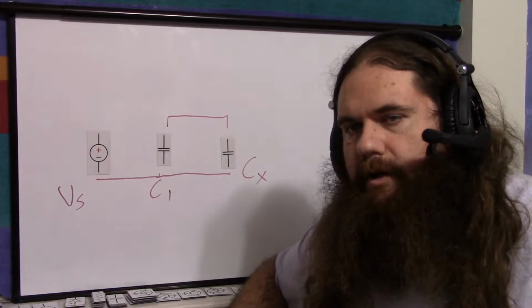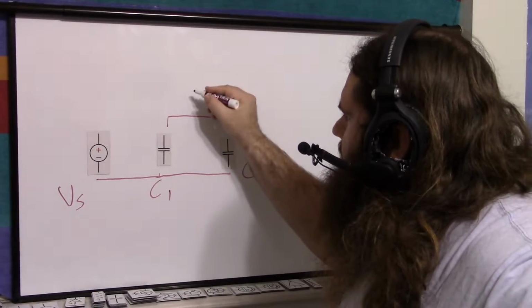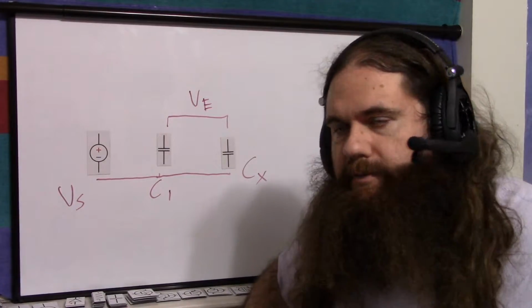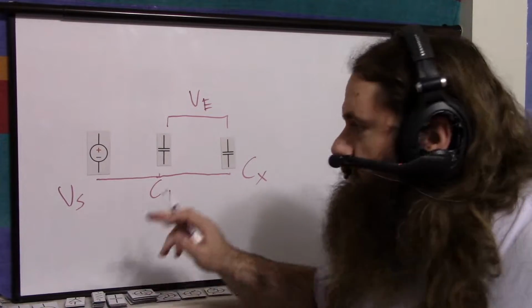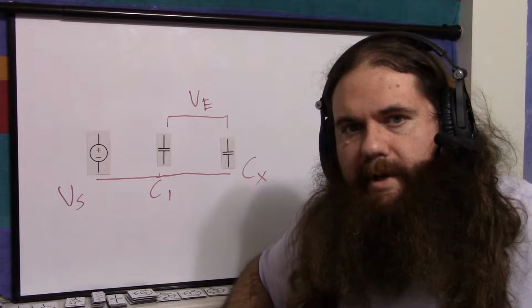So at that point, all you have to do is measure the new voltage. We'll call that one VE, the voltage it equalizes to. And then we have math that we can just reverse calculate to figure out what this capacitor value is. Now, how do we measure this?